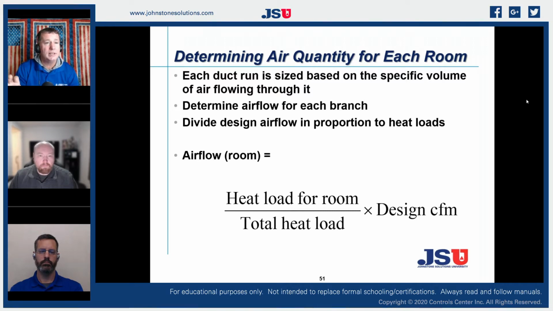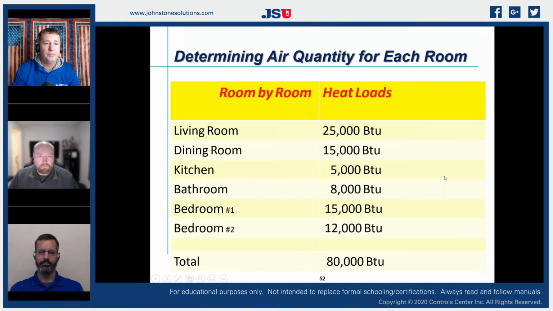So we're going to look at just a basic ranch: a 2-bedroom, 1-bath, living room, dining room, kitchen ranch that has a heat load of about 80,000 BTUs. If our load calculation says that we need 80,000 BTUs, now all we have to do is determine how much CFM we need to move into each one of these rooms. So all we're going to do is take our room load calculation divided by our total calculation.